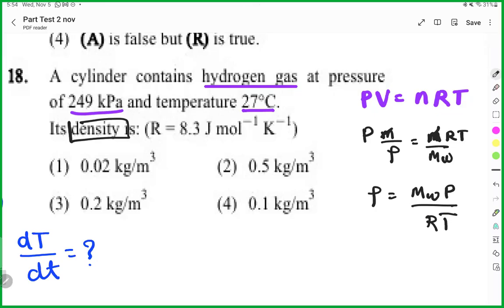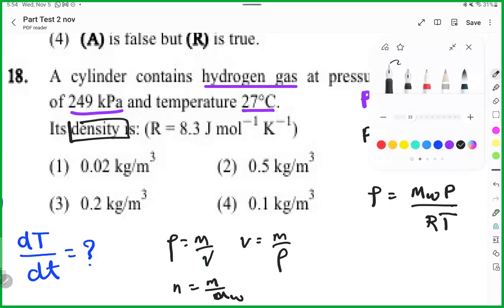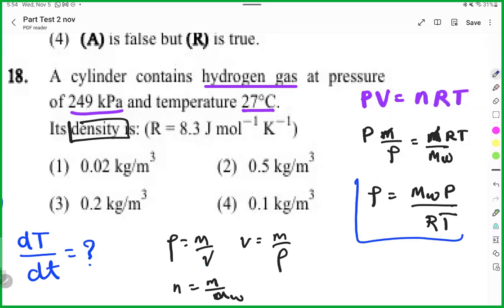PV is equal to nRT. Volume is equal to mass by density, because we know density is equal to mass by volume. And n is number of moles, it is equal to given mass by molar mass. So this is the formula. Put values and tell me the answer. Option 3, option C.